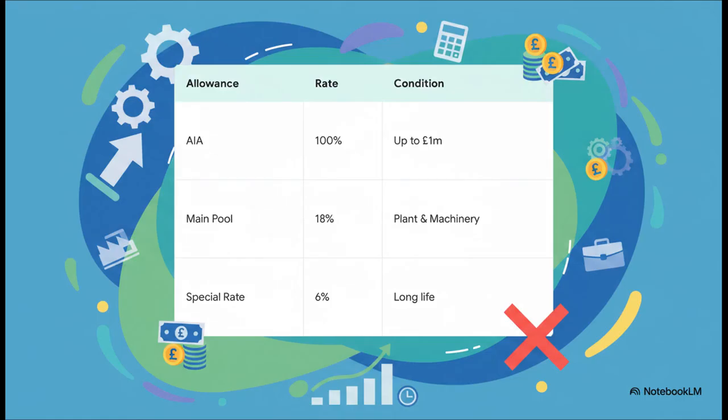When you're calculating trading profits, remember this golden rule. HMRC does not care about your accounting depreciation. It's totally disallowed. Instead, you have to aggressively claim capital allowances to successfully minimize corporate or income tax. The annual investment allowance gives you a massive 100% deduction on qualifying plant and machinery up to £1 million. After that, you're dropping into the 18% main pool or the 6% special rate pool. Know these inside and out.